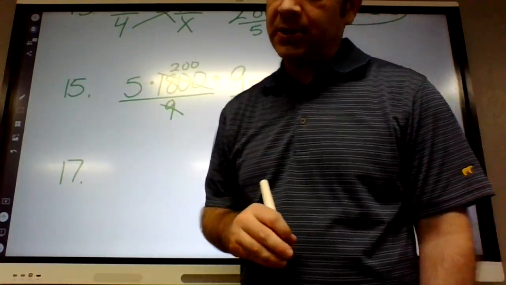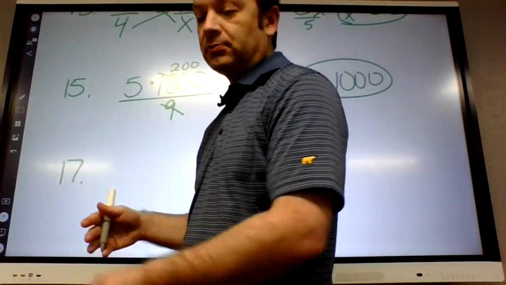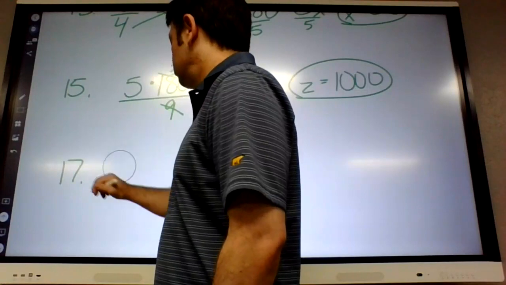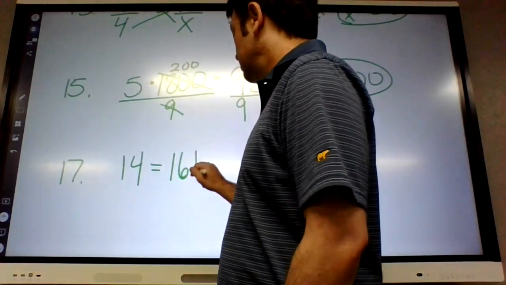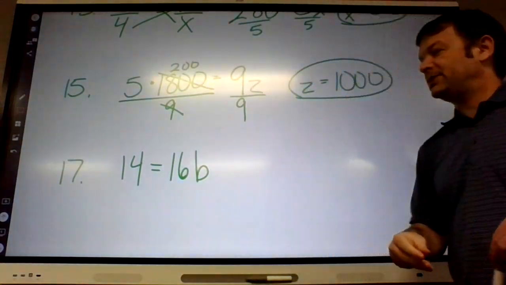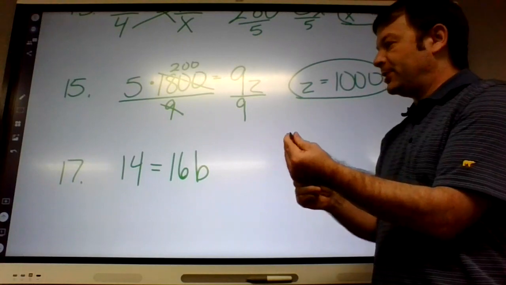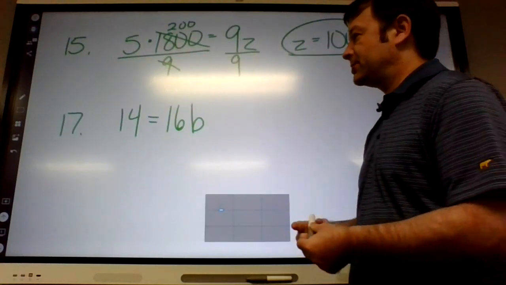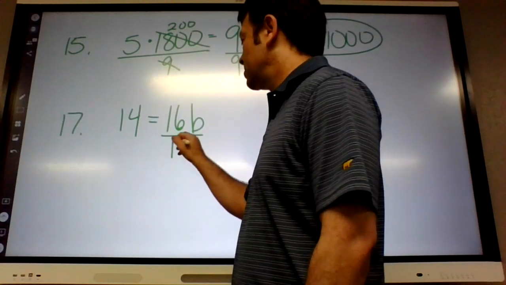Number 17. All right, Jonathan, how would it set up on 17? So you do 7 times 2, and that's 14, and it equals 16b. Okay, this is one of those messy ones, right? The book put both a decimal and a fraction. You guys can kind of choose, I guess. So, go ahead, Jonathan. What do we do? Divide by 16.